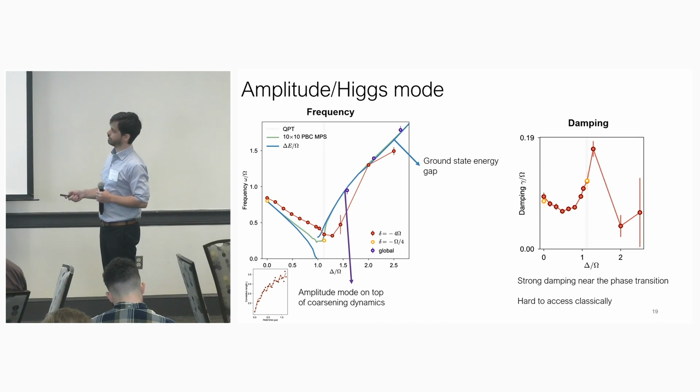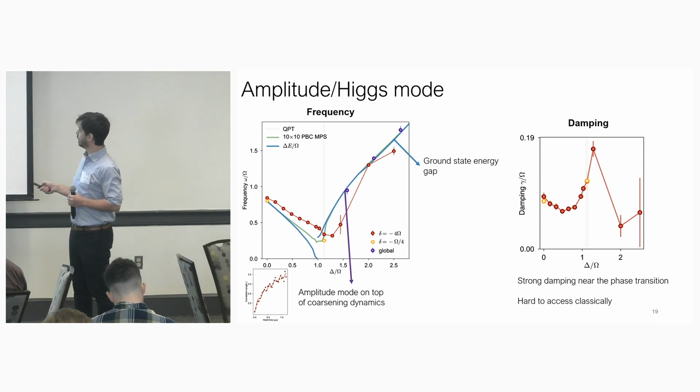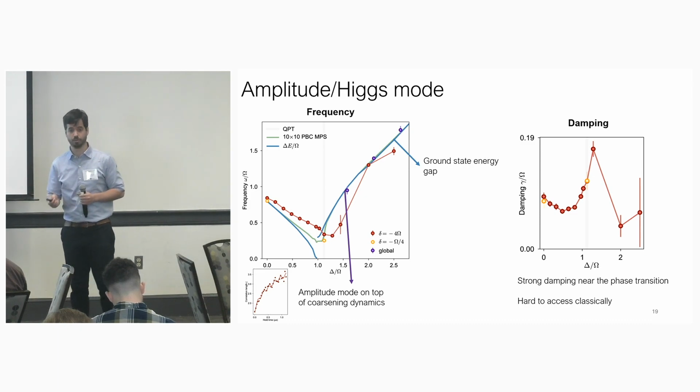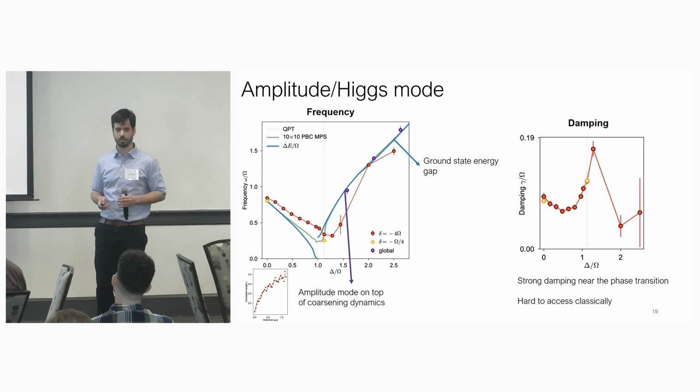And while the gap frequencies we can extract pretty well with these MPS type calculations, the damping turns out to be much harder to extract. So you really have pretty complex dynamics very near the quantum phase transition, which involve highly entangled states of the many-body system.